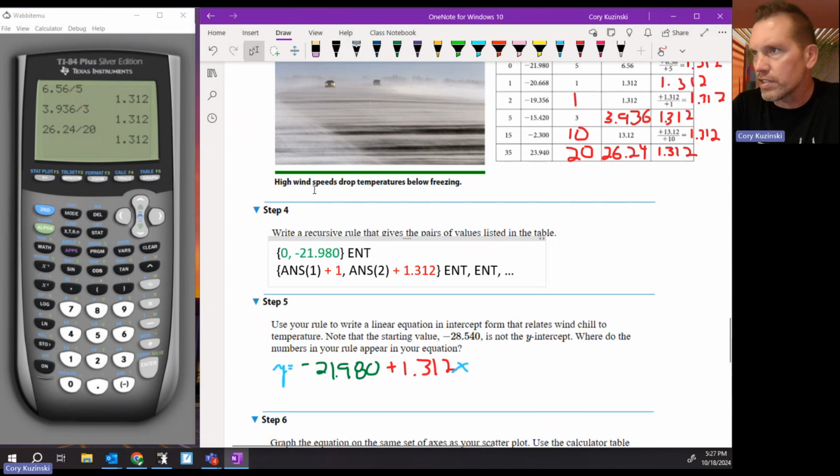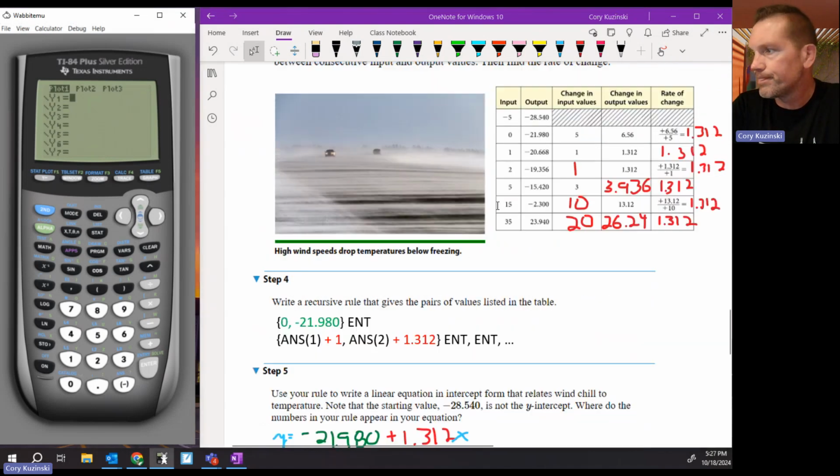All right, so let's do it wrong first. Let's go y equals, let's put that negative 28.540 in there, and then plus the 1.312x. Let's graph that. And you can see it's parallel to those points, but it doesn't match those points. It's got the same rate of change, but not the right y-intercept. And that's because our y-intercept needs to be negative 21.980. Graph it.